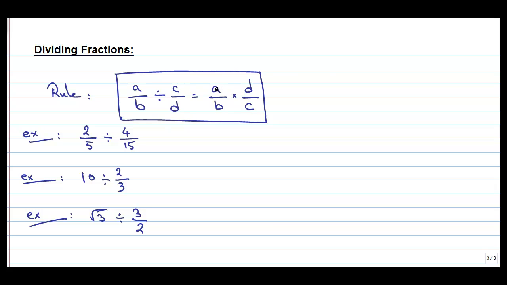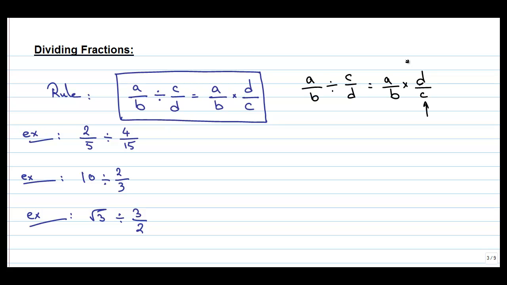Let me write it again here for you. This is the rule. It says a over b divided by c over d. What we usually do is this. We write the same fraction, we change the division to multiplication, and we flip. What does it mean, flip c over d? Flip means write the reciprocal of c over d. The reciprocal would be d over c. You can see that we have switched the c and d here. This is called the reciprocal. That's it. And then you work it out and simplify it the same way we did in the previous ones.